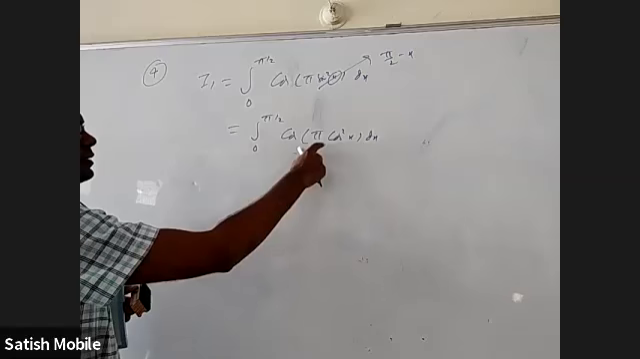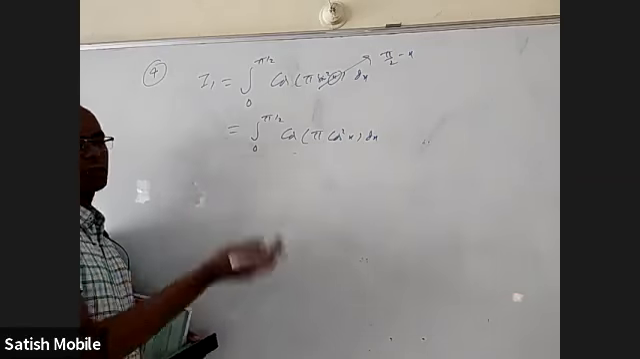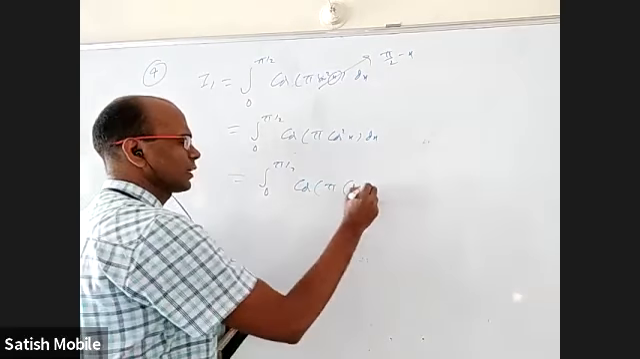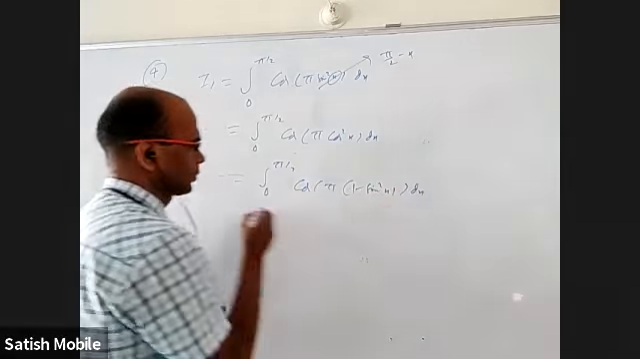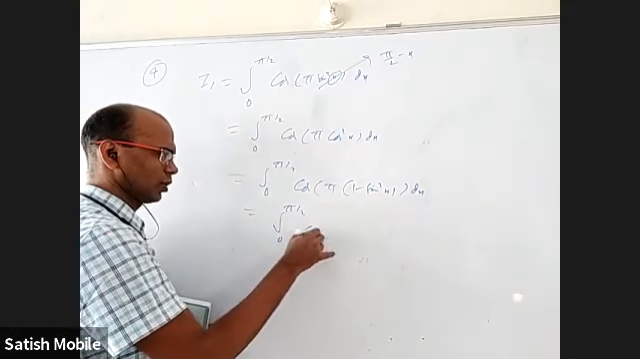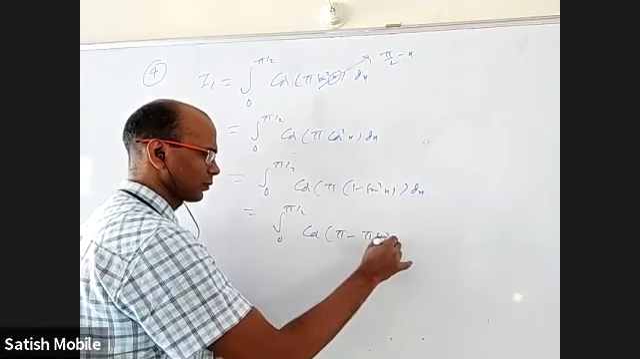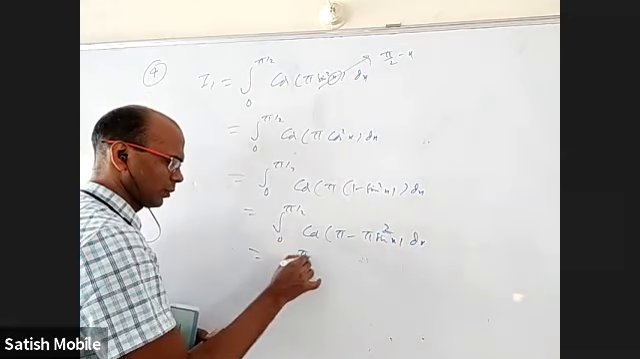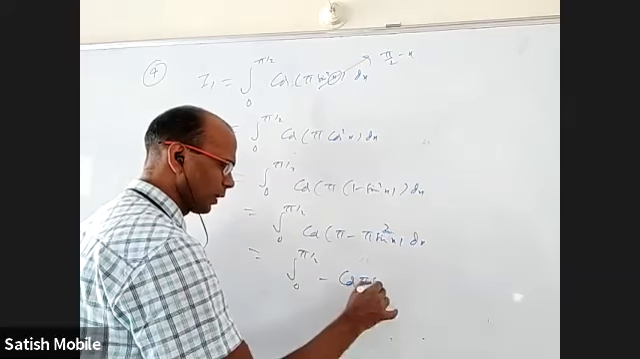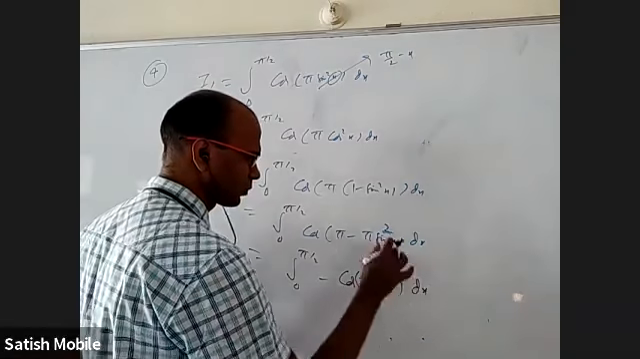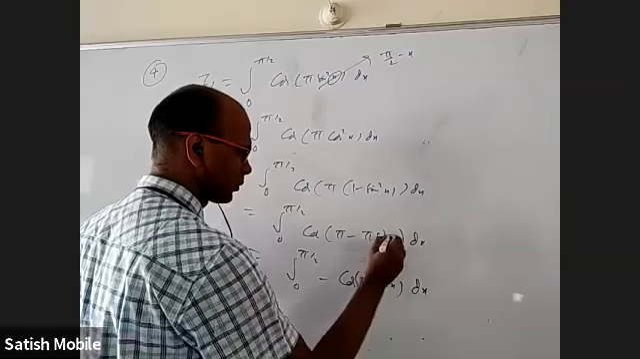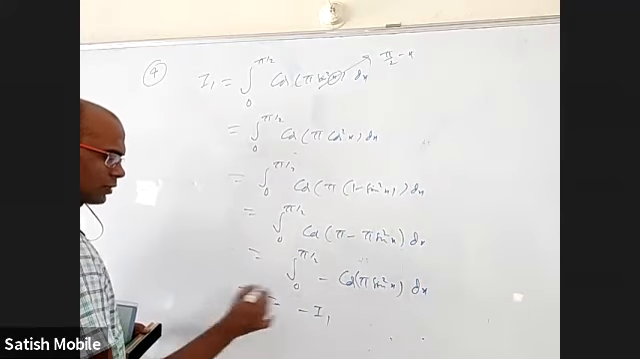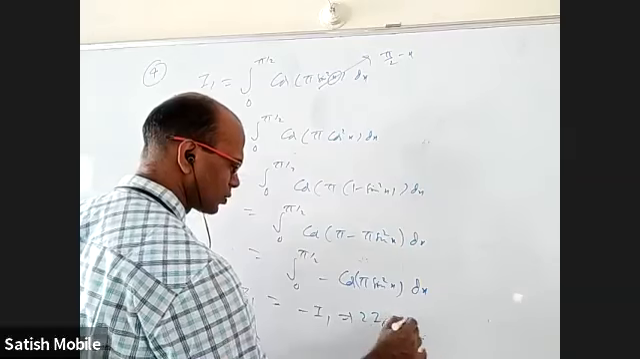I can even write this as 1 minus sine square x. Oh, I can prove I1 equal to minus I1. How? 0 to pi by 2 cos pi, this cos square x, I can write 1 minus sine square x. That is 0 to pi by 2 cos of pi minus pi sine square x. Cos 180 minus theta is minus cos theta. So 0 to pi by 2 minus cos pi sine square x dx. Okay, so that is minus I1. So I1 is equal to minus I1. So 2I1 equal to 0. So I1 is 0.